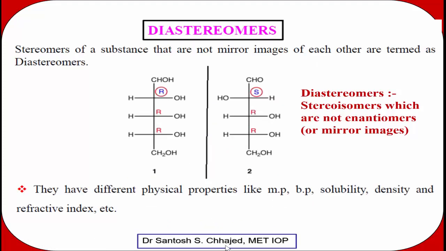When it comes to diastereomers, we already learned these are not mirror images of one another. So here the molecule has a stereocenter. If the arrangement of substituents is such that they are not mirror images of one another, that particular pair of isomers will be called diastereomers. And these diastereomers exhibit different physical properties like melting point, boiling point, solubility, density and refractive index, depending upon whether the compound is a solid, liquid and so on.